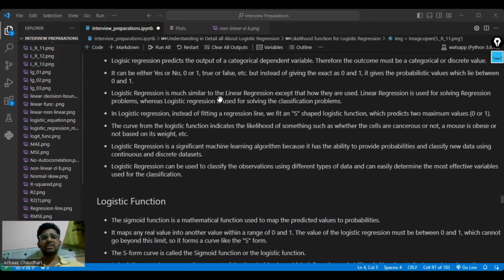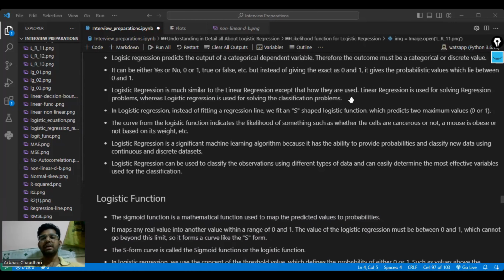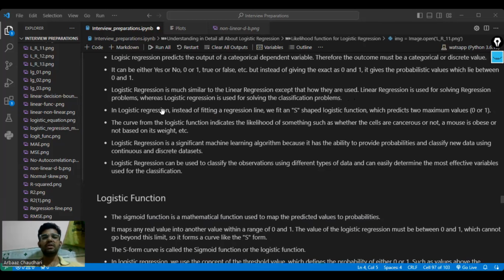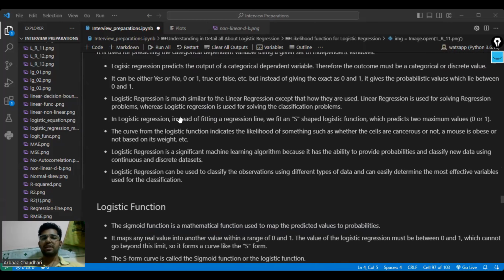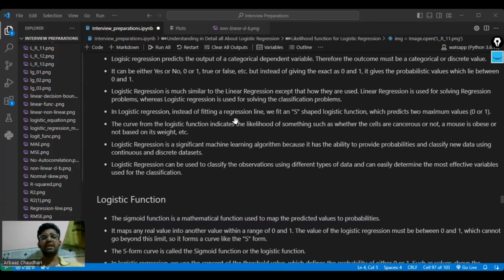Logistic regression is much similar to linear regression, except in how they are used. Linear regression is used for solving regression problems, which we saw in the linear regression video. And here we are looking at how we can classify the data points with the help of logistic regression. In logistic regression, instead of fitting a linear regression line, we are fitting an S-shaped logistic function, which predicts the maximum value 0 or 1.